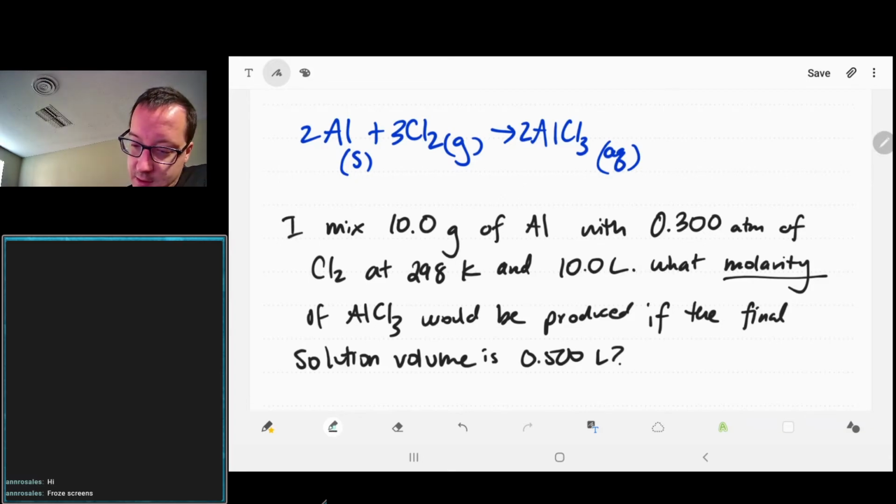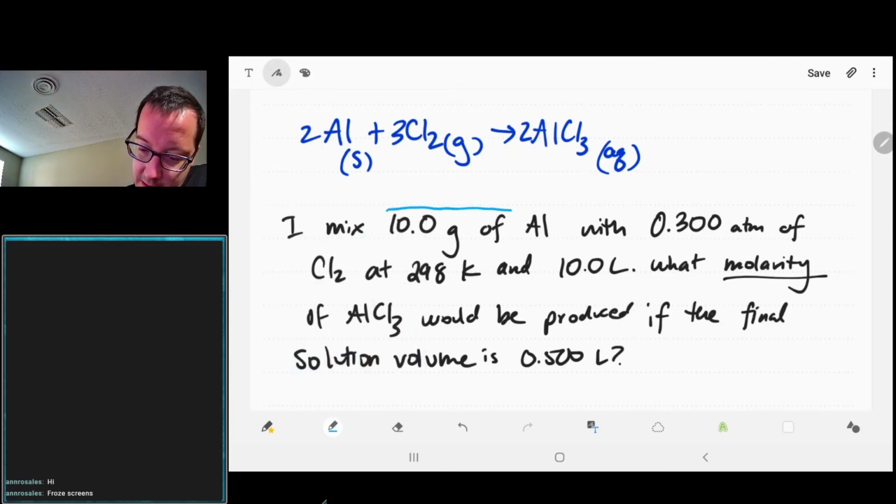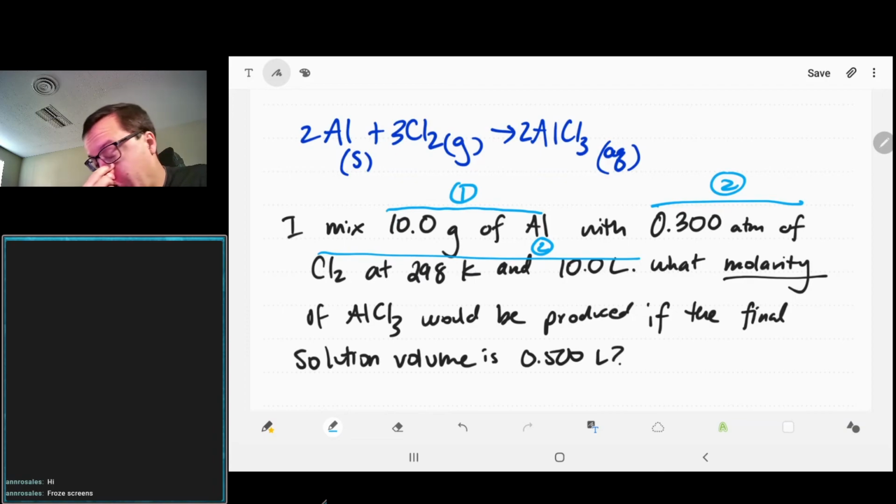Let's take a look at this problem now. We have our first reactant, and we have enough information about that reactant to get moles. We have our second reactant. We have enough information to get moles from that. And we're asked for molarity this time. So we're probably going to want to stop at moles, and then we're going to just divide by our 0.500 liters at the end here.